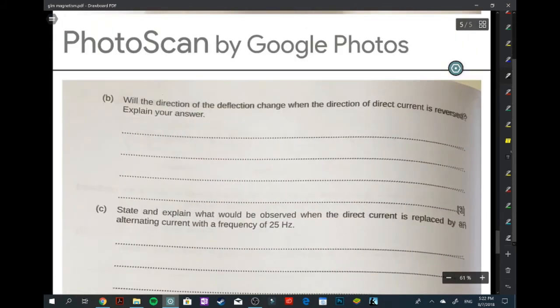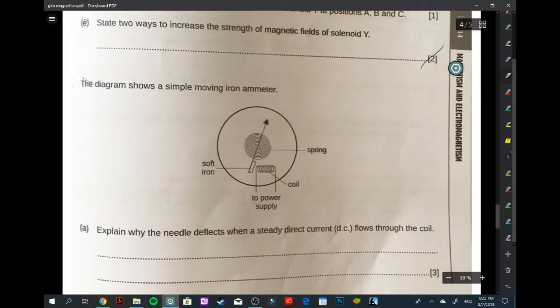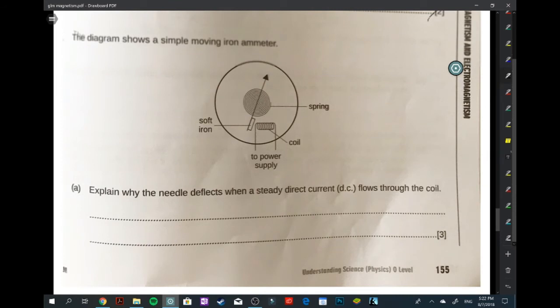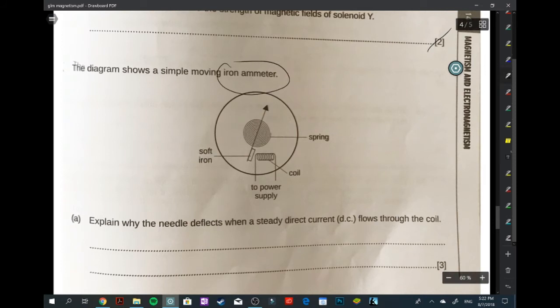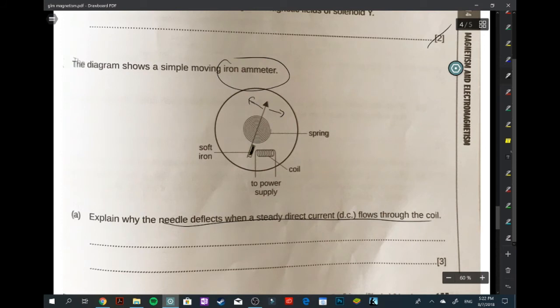Now lastly, let me just go through the last question for this video, which is question 7. Question 7 shows a simple moving iron ammeter, and asks why the needle deflects when a steady current flows through the coil. When the needle deflects, it can either deflect in this manner or in this manner. However, we need to know this is a soft iron, not a magnet, right? So only magnets can repel. So obviously when current is coming through the coil, it actually induces a magnetic field here, right?